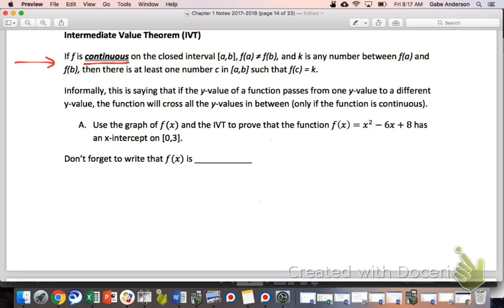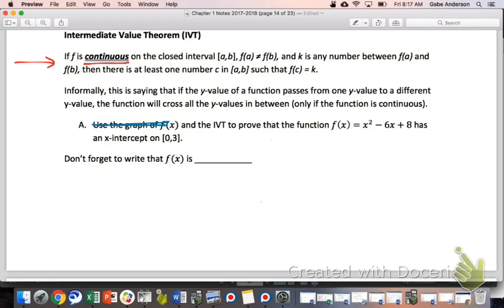It says, use the graph of f of x and the IVT. I'm going to get rid of this part. I don't know if we really need to use the graph. Let's just use the IVT to prove that that function has an x-intercept on 0, 3. Just going to use the IVT.